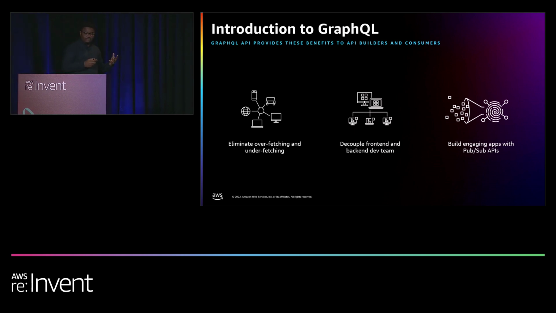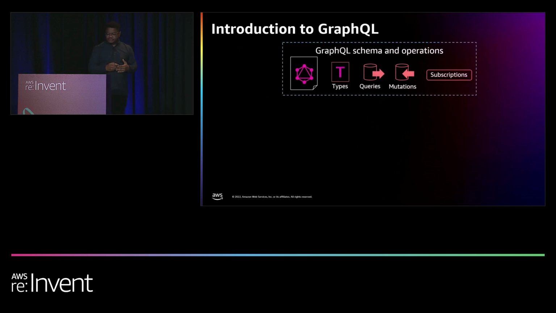And one of the key features of GraphQL is the built-in support for pub/sub APIs. So if you're looking at building APIs to provide WebSocket connection, you can easily achieve that with your GraphQL APIs, things like chat applications or live sports scores. But how does GraphQL achieve this?